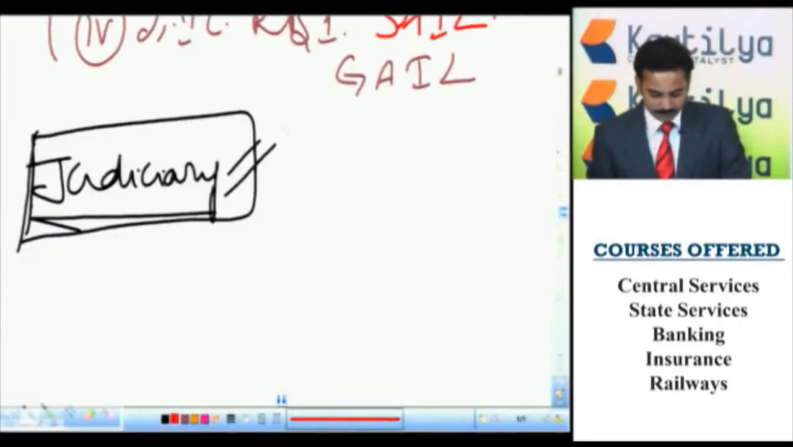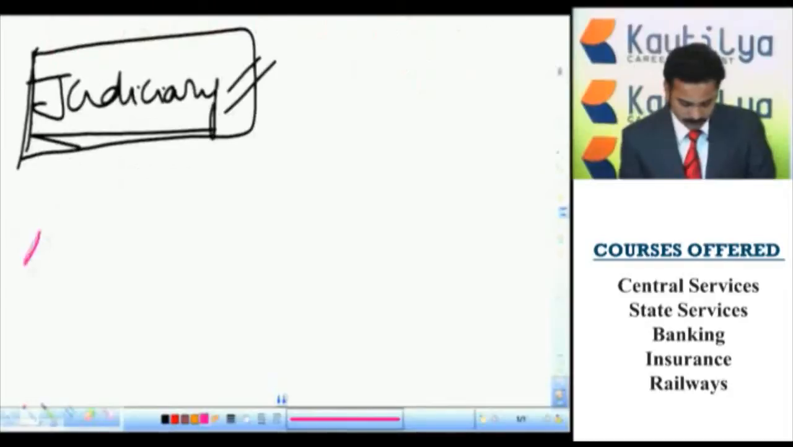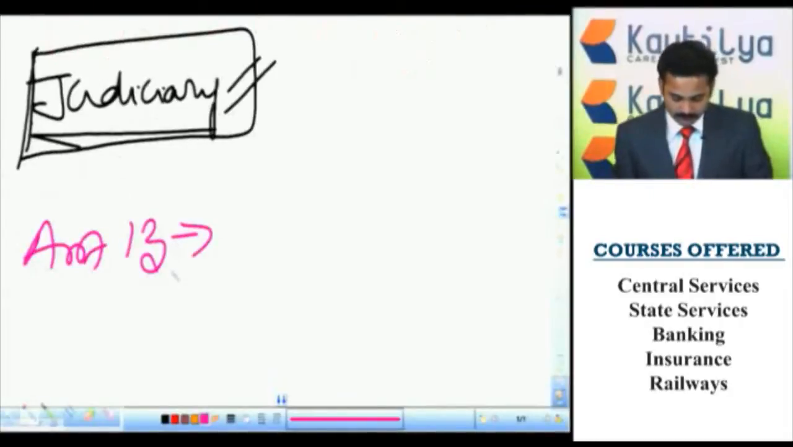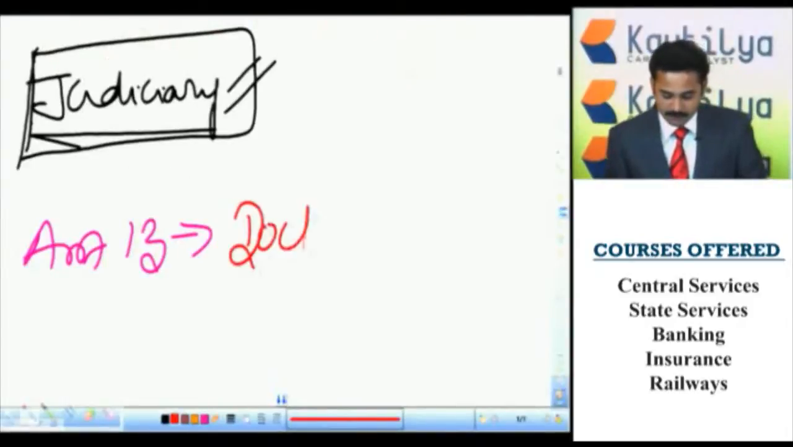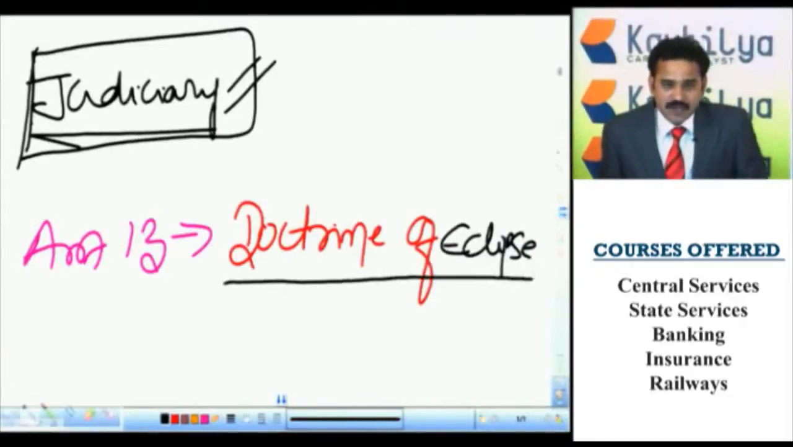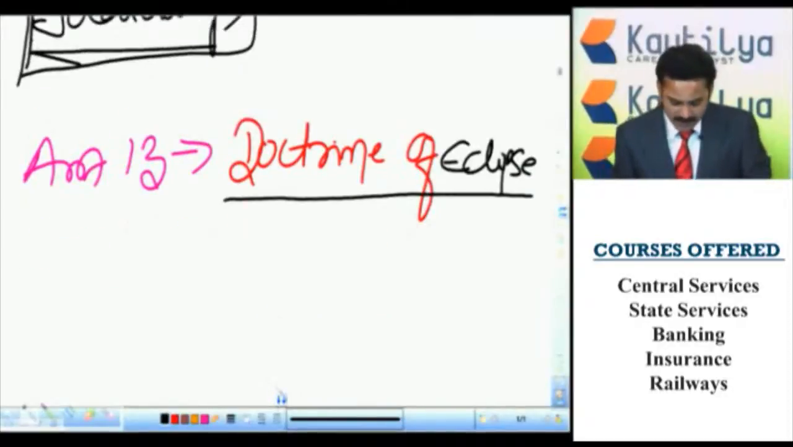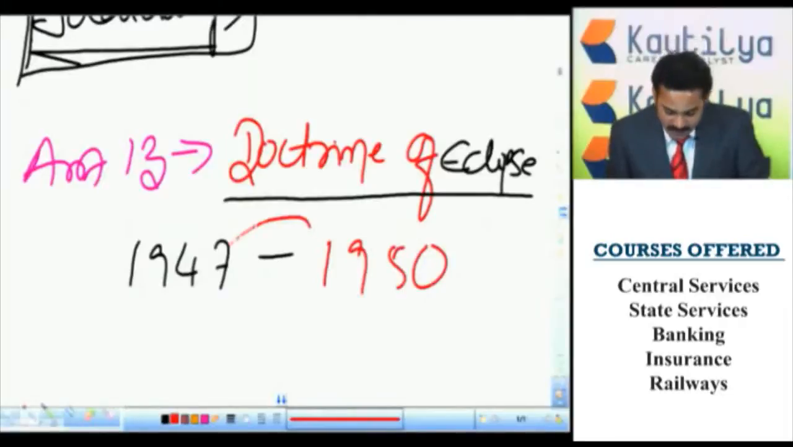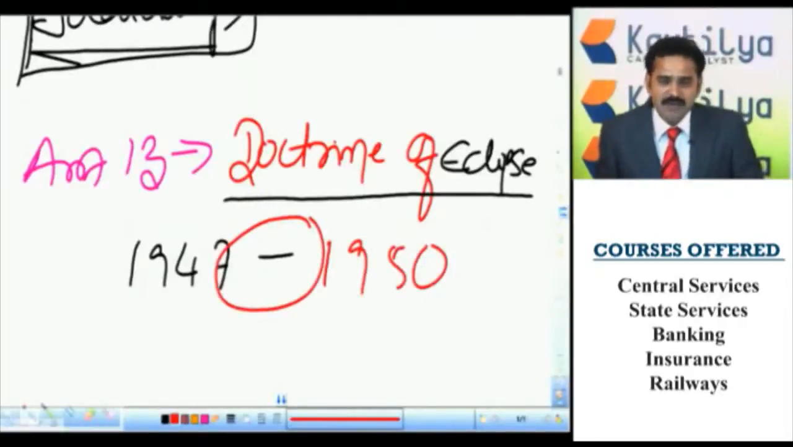Now what is Article 13? Doctrine of eclipse. Article 13 says that whatever the pre-constitutional laws, whatever laws were enacted before the commencement of the Indian Constitution. Why? Because India attained independence in 1947, but the Constitution came into force in 1950. So whatever laws were passed in between these years, if those laws are against the fundamental rights, those laws cannot be enforceable. In other words, those laws cease to operate. That is the doctrine of eclipse.